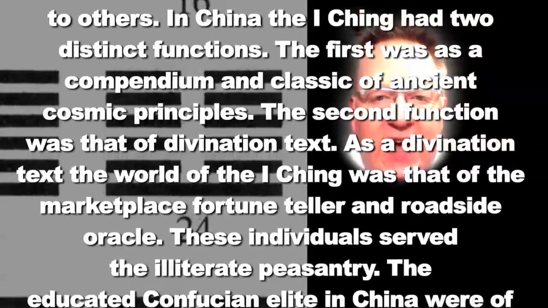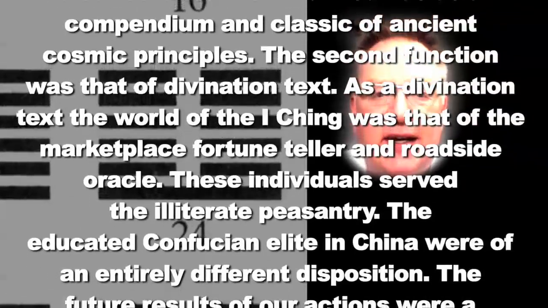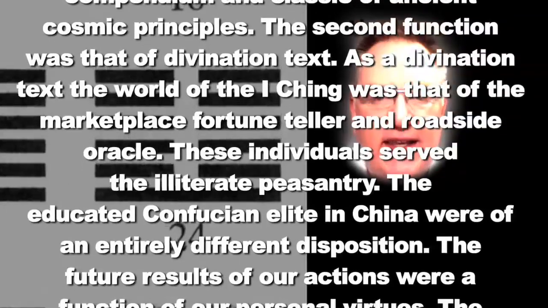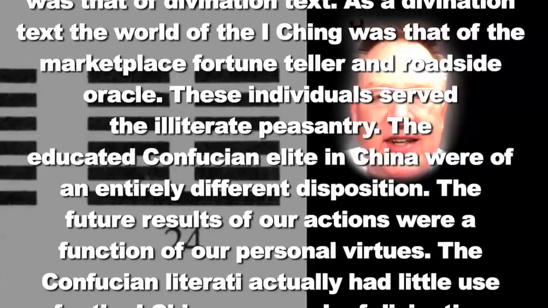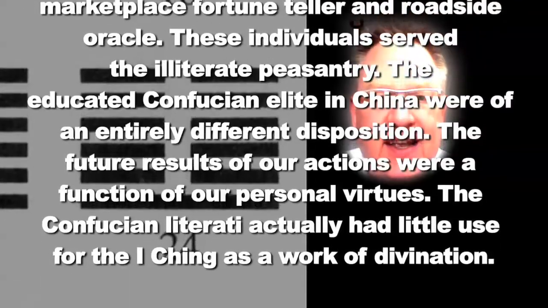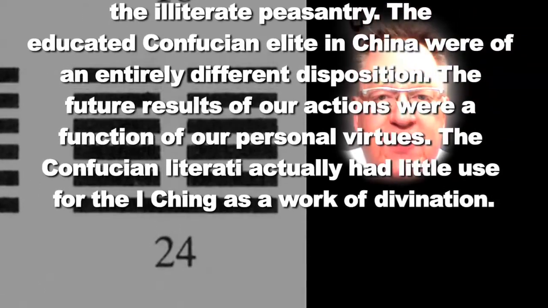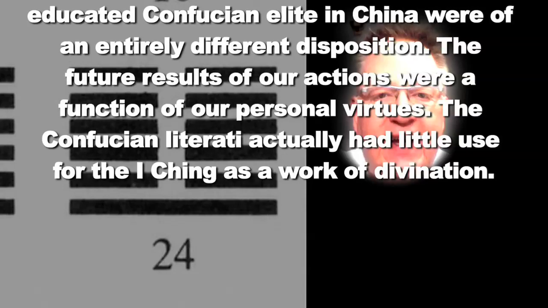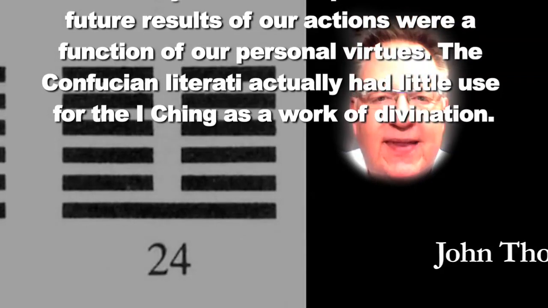As a divination text, the world of the I Ching was that of the marketplace fortune teller and roadside oracle. These individuals served the illiterate peasantry. The educated Confucian elite in China were of an entirely different disposition. The future results of our actions were a function of our personal virtues. The Confucian literati actually had little use for the I Ching as a work of divination.